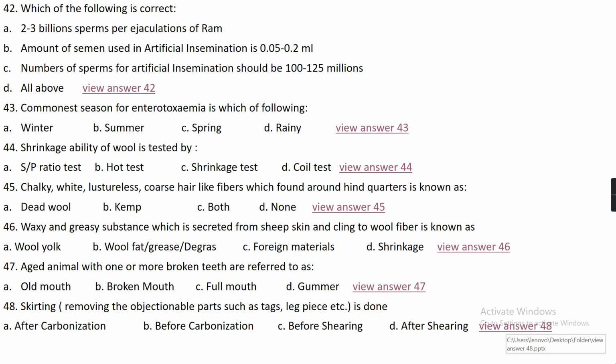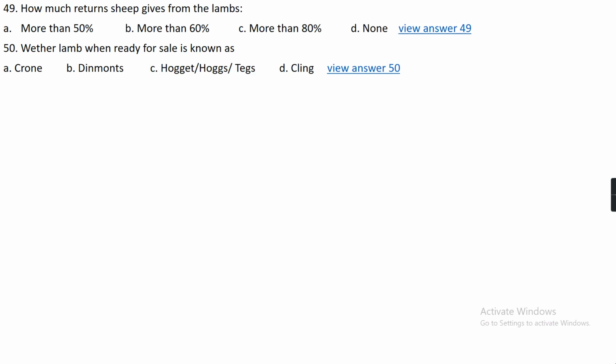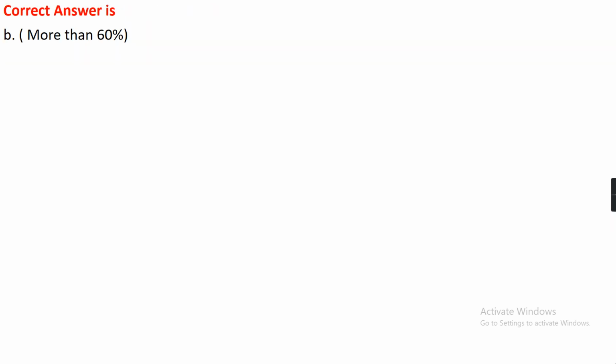Okay. Question number 49. How much return does a sheep give from the lamb? Option A more than 50%, option B more than 60%, option C more than 80%, or option D none. The right answer is more than 60%. Okay.